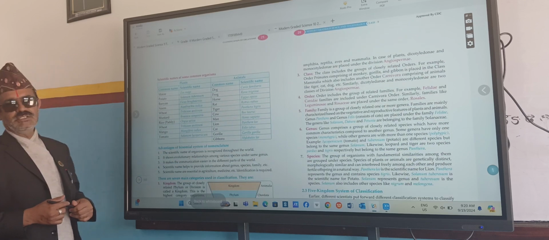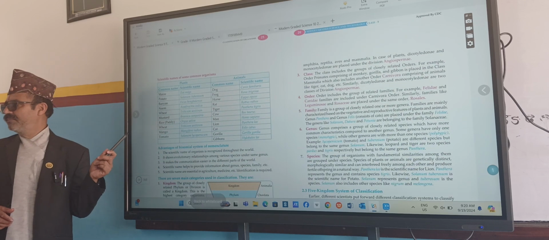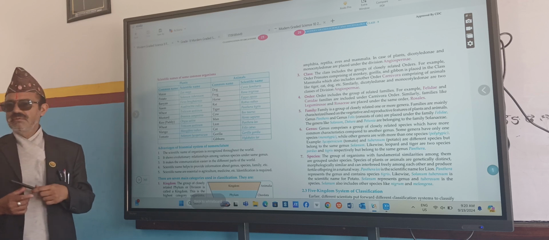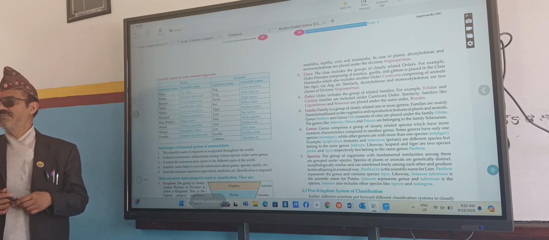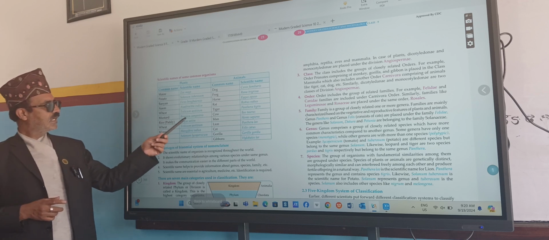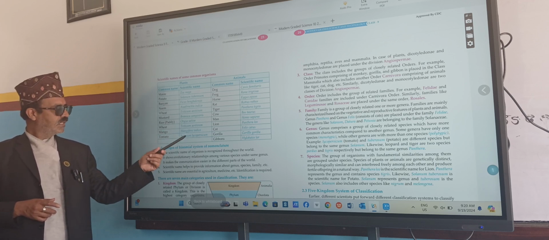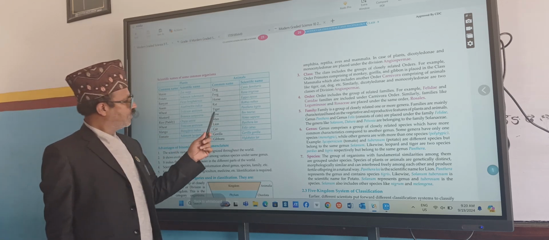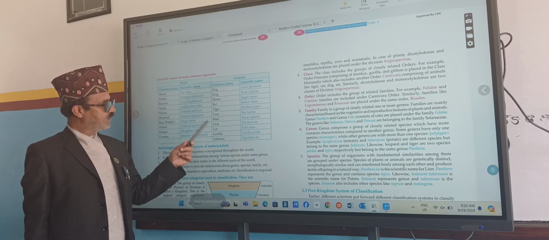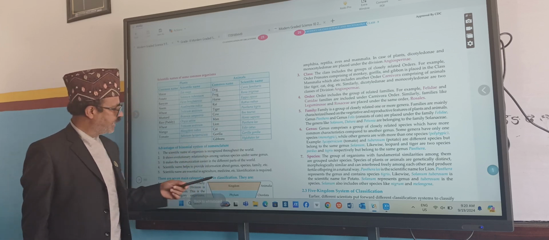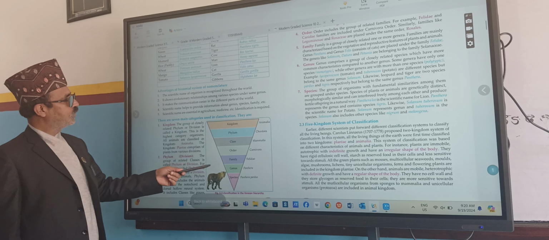Kingdom system. And there are scientific names of some organisms. Read this one. Like mustard. What is the scientific name of mustard? Brassica campestris. Mango: Mangifera indica. Man: Homo sapiens. Cat: Felis catus. Then this one you have to remember.